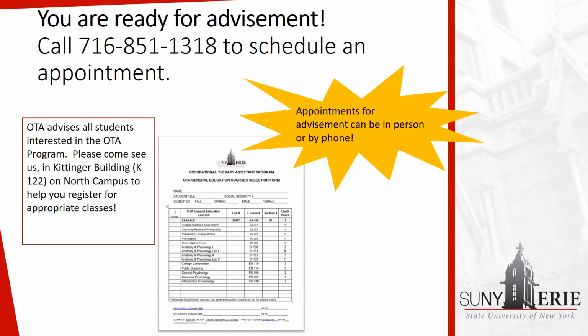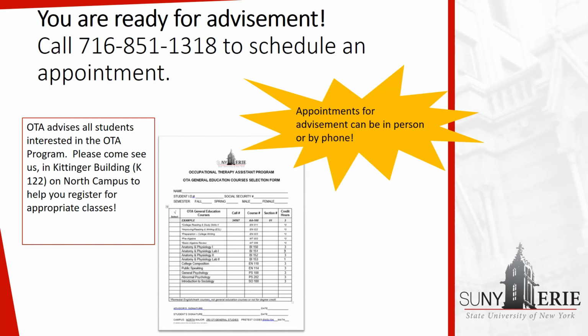Now, you are ready for advisement. You may call 716-851-1318 to schedule an in-person or by phone appointment. Alternately, you may email ota@ecc.edu. The OTA department advises all students interested in the OTA program, whether you're actively in the program yet or not. So even if you're just interested in the program and you're not yet admitted, we would like to be the ones advising you for your preparatory college work to come into the program.